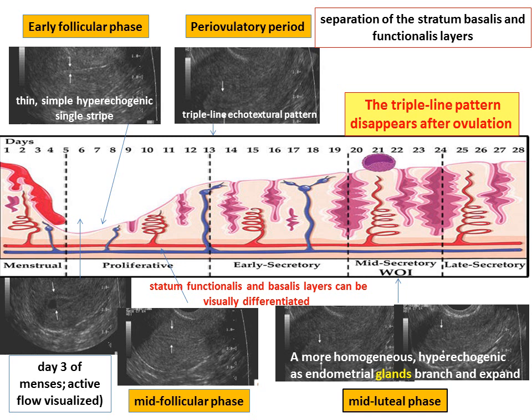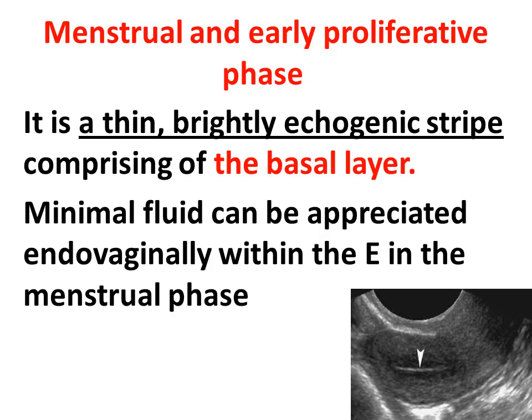Pre-ovulatory, the endometrium will take a three-line or triple-line pattern, which means zona basalis and zona functionalis together. After ovulation, the triple-line appearance disappears and the endometrium is replaced by a hyperechogenic homogeneous appearance, which is the secretory endometrium in the luteal phase. So as I told you, in the early proliferative phase, the endometrium is a single-layer, thin, hyperechogenic strip due to zona basalis.